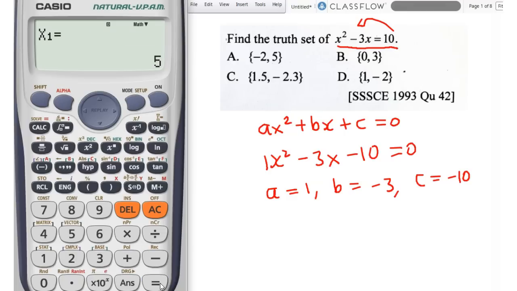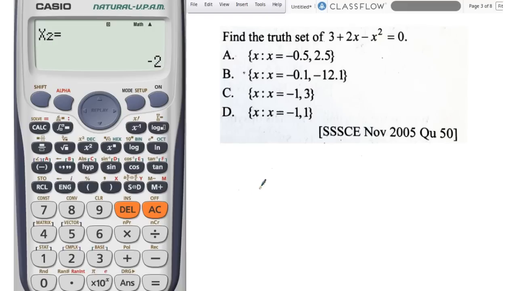The first solution is 5. The second solution is -2. So that gives you A as an option. So you make life so easy. Hey, I'm not saying stick to it, but if you don't have any other option, you want to speed up, you understand it, why don't you use a calculator?